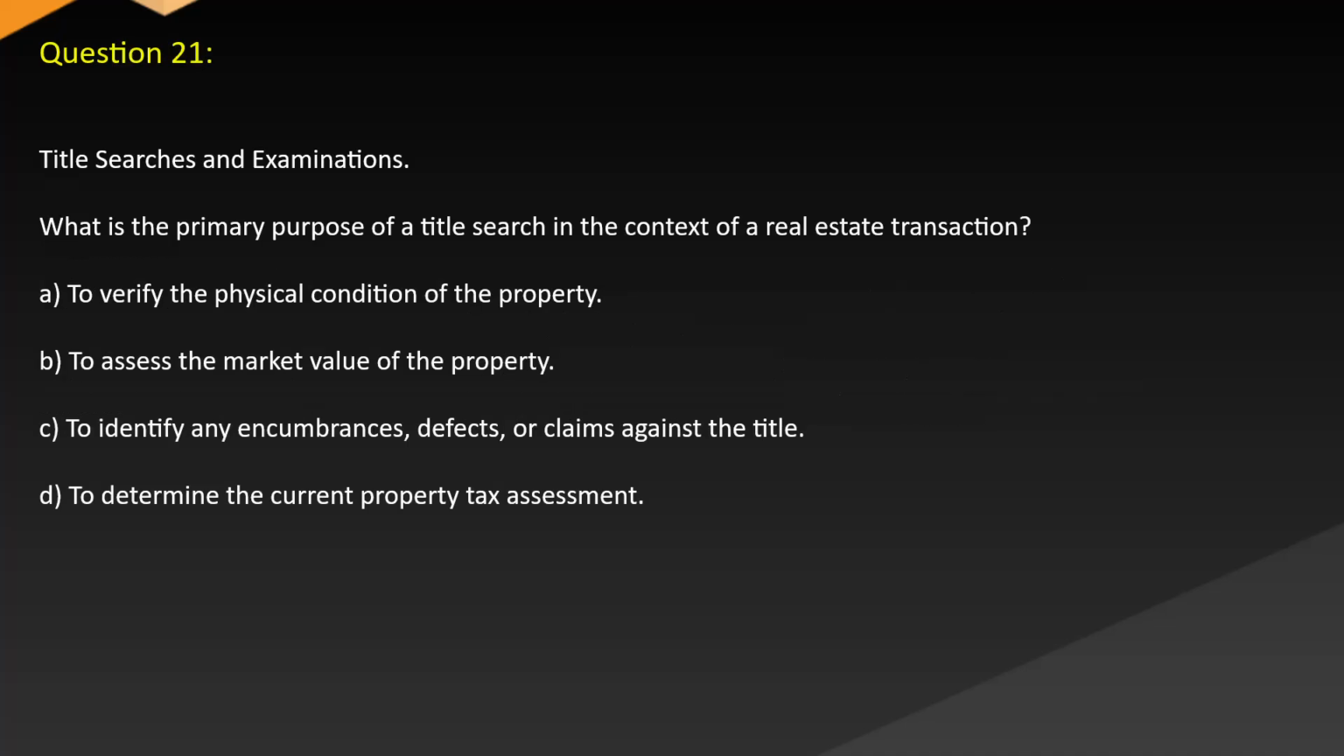Question 20 on title searches and examinations. What is the primary purpose of a title search in the context of a real estate transaction? A. To verify the physical condition of the property. B. To assess the market value of the property. C. To identify any encumbrances, defects, or claims against the title. D. To determine the current property tax assessment.